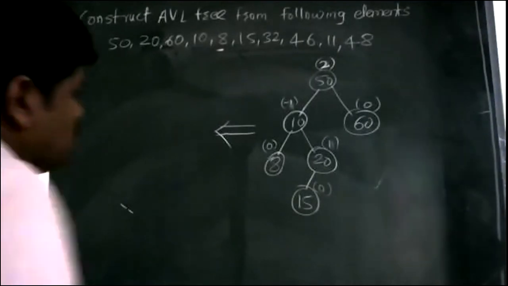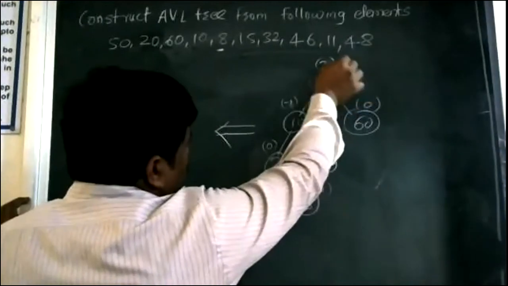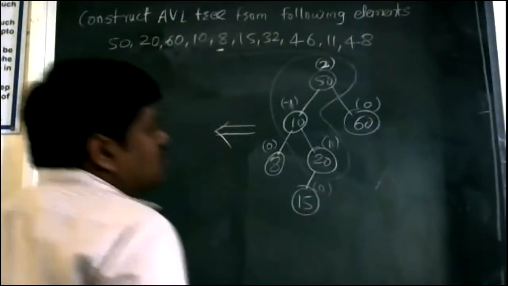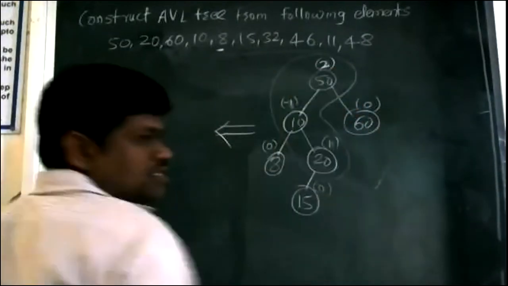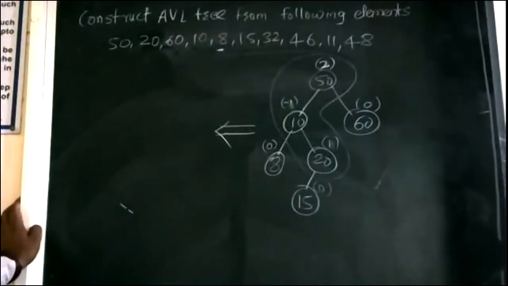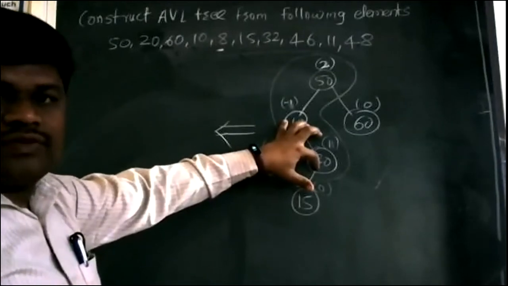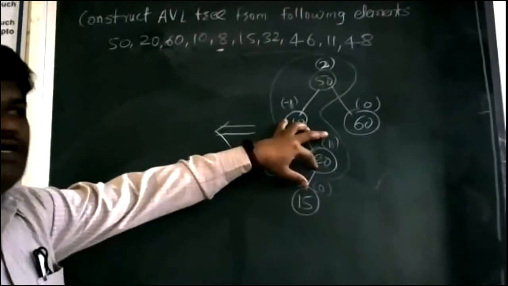If I want to change this, and I want to bring this 20 here, which rotation is required? Left, right? So first shift the 20 at left. Left.